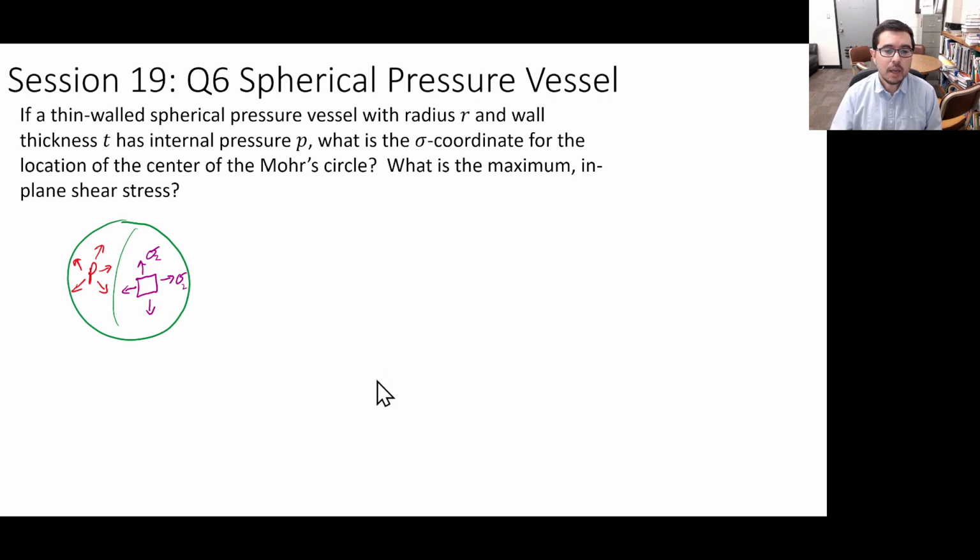Well, let's go ahead and start calculating out some values and making some drawings of a Mohr circle based on the state of stress that we're given for a thin-walled spherical pressure vessel. So this element could be at essentially any angle relative to a radial vector coming out of the center of a sphere.